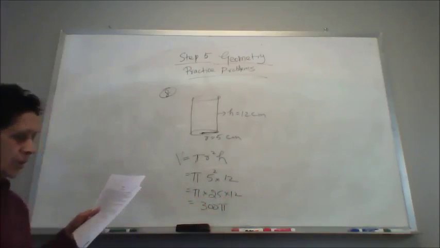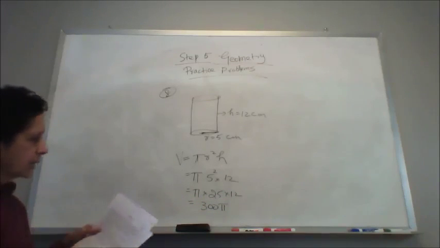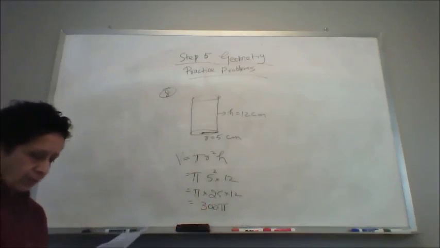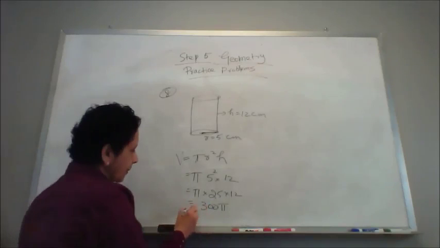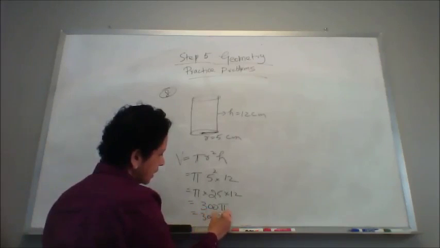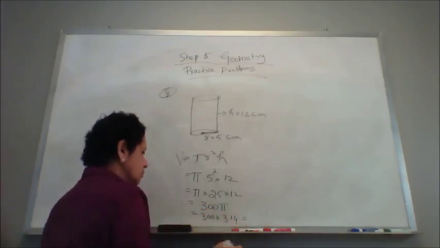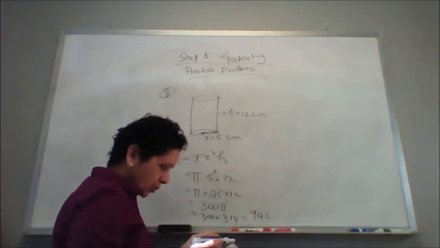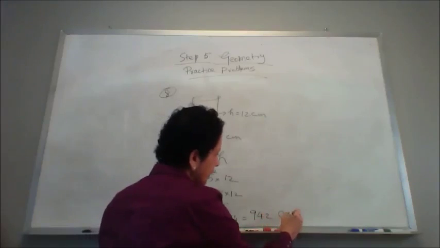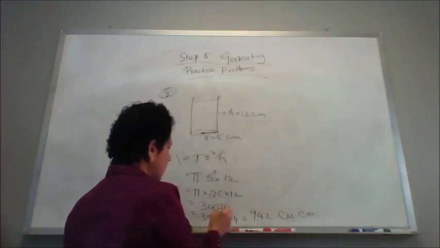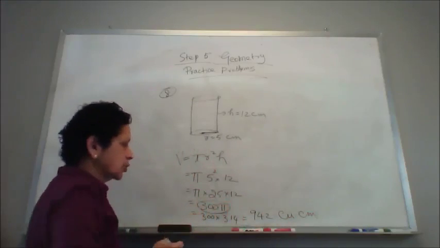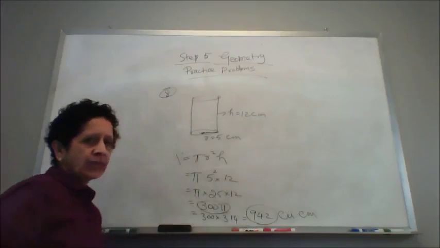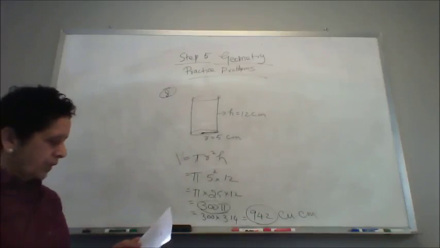Okay, so then you can actually plug in the value for pi. If you put 300 times 3.14, then that's going to be 942. So 942 exactly cubic centimeters. Okay, so the answer choice will say either 300 pi or 942 cubic centimeters. Okay, so it's a very straightforward problem.